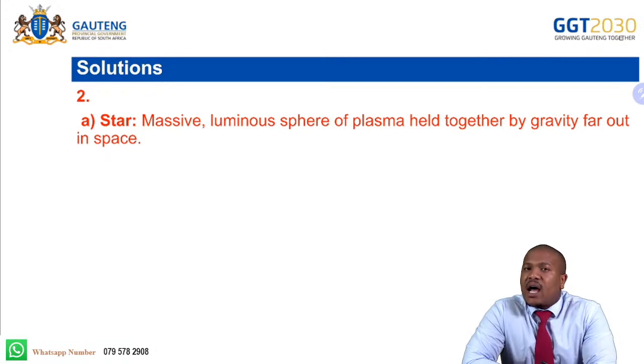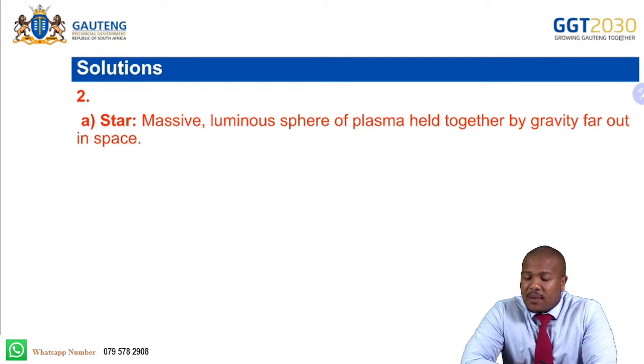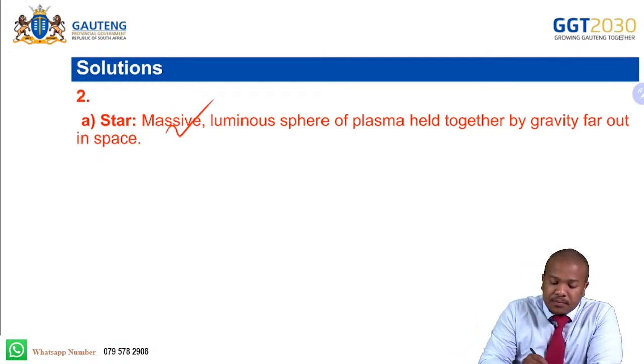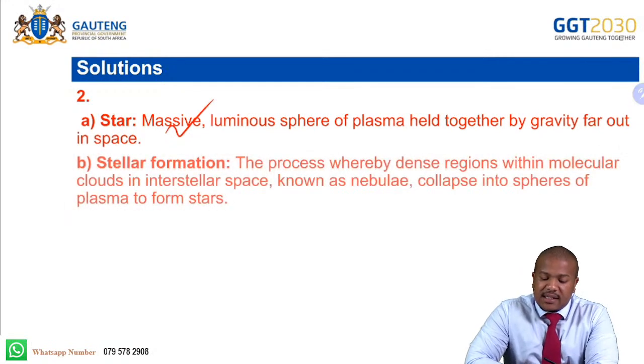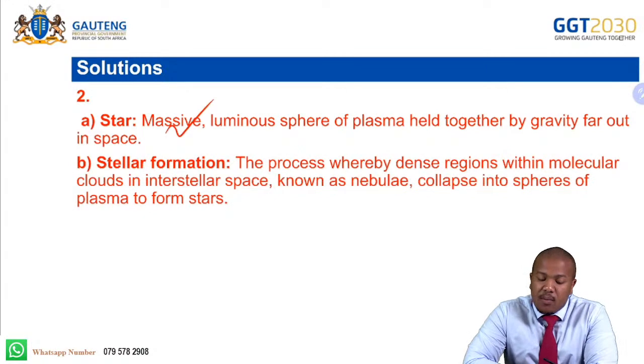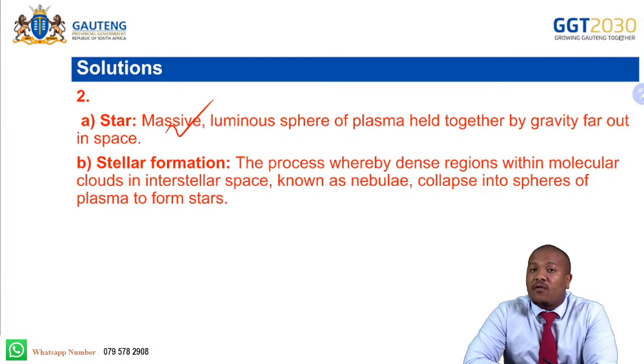A, it's the star. A star is a massive luminous sphere of plasma held together by gravity far out in space. Then B, it's stellar formation, which is the process whereby dense regions within molecular clouds in interstellar space, known as nebulae, collapse into spheres of plasma to form stars.